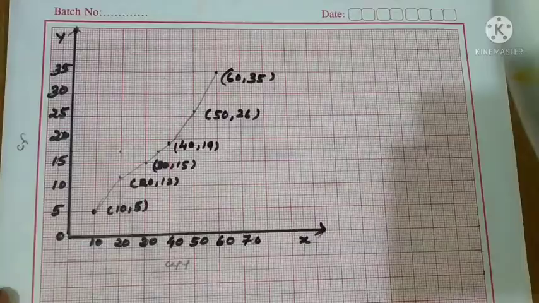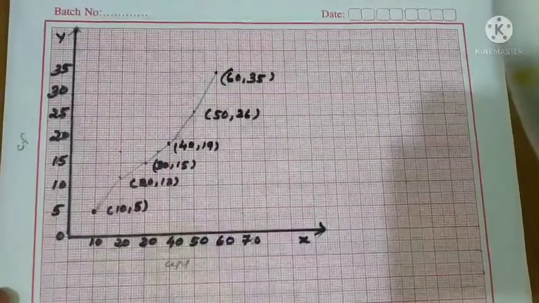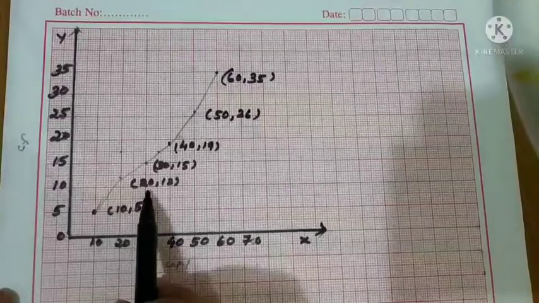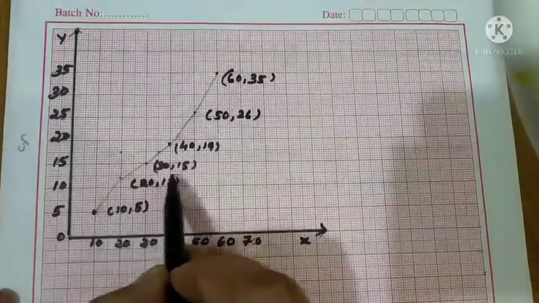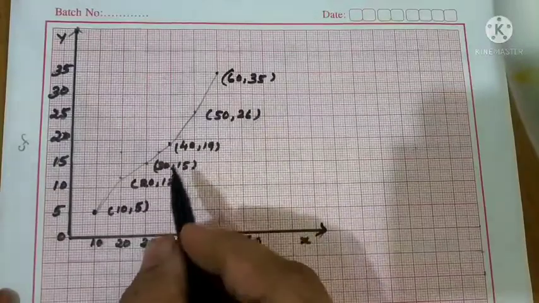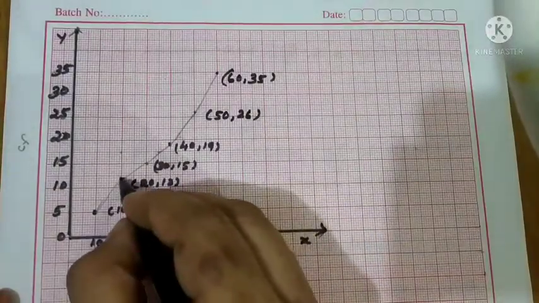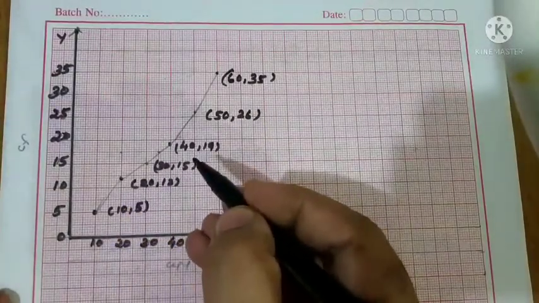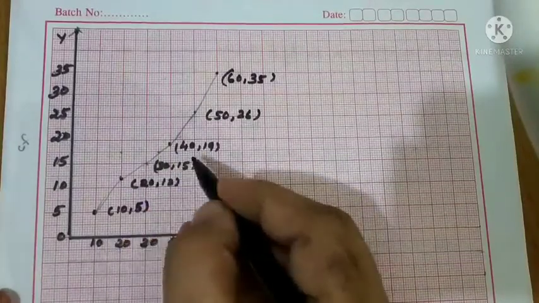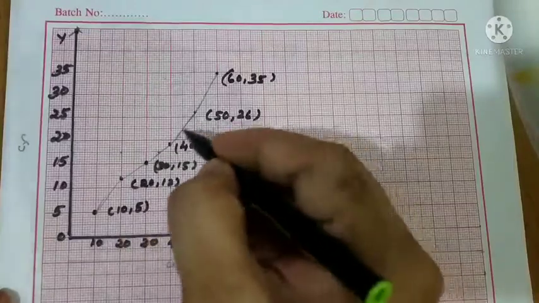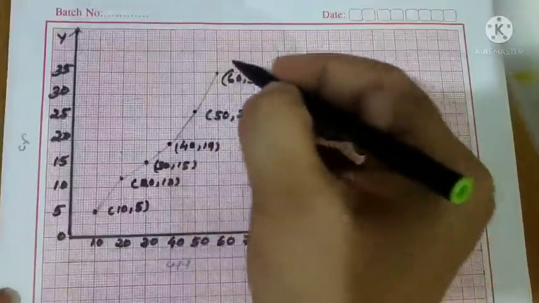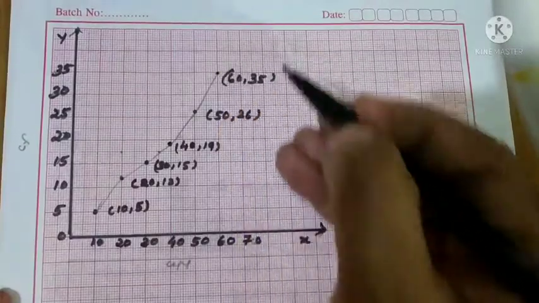Now let us see the graph. We already saw upper limit and all the points we have seen: 10, 5, 20, 12, then 30, 15, 40, 19, 50, 26, then 60, 35, just to put the dot here.